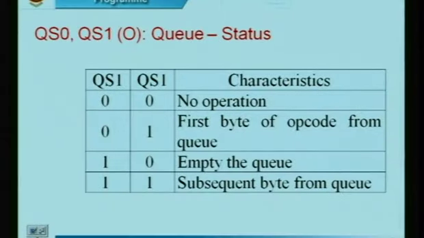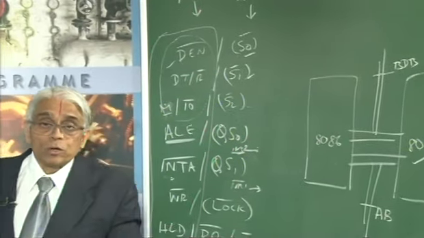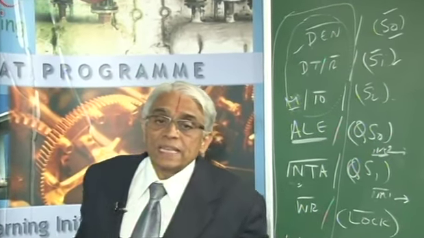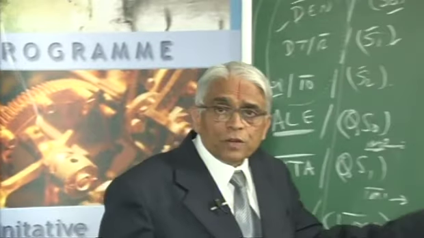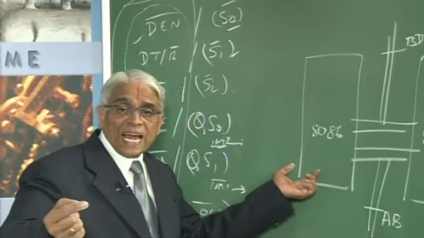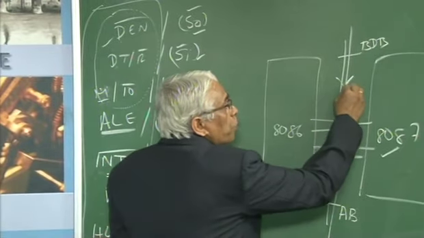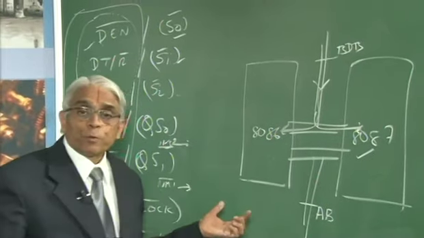When there is no operation being performed by the main processor, we have the value in the pins QS0 and QS1, both saying 00. QS0 is 01, it says that the first byte of the opcode is being fetched from the queue. This makes the device understand that the first code is being brought. Once the first opcode is brought, the same thing goes to the coprocessor as well as the main processor.